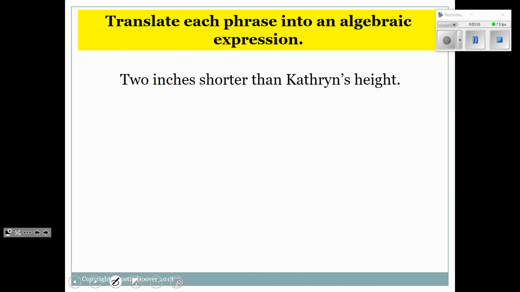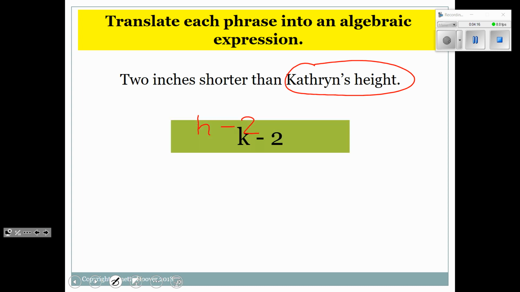2 inches shorter than Catherine's height. We do not know Catherine's height, but we want 2 inches shorter than that. So since her height is unknown, we need a variable to represent that. We could just have h for her height. 2 inches shorter than that is going to make it minus 2. So you just have a variable decreased by 2, or a variable minus 2, or 2 less than a number.